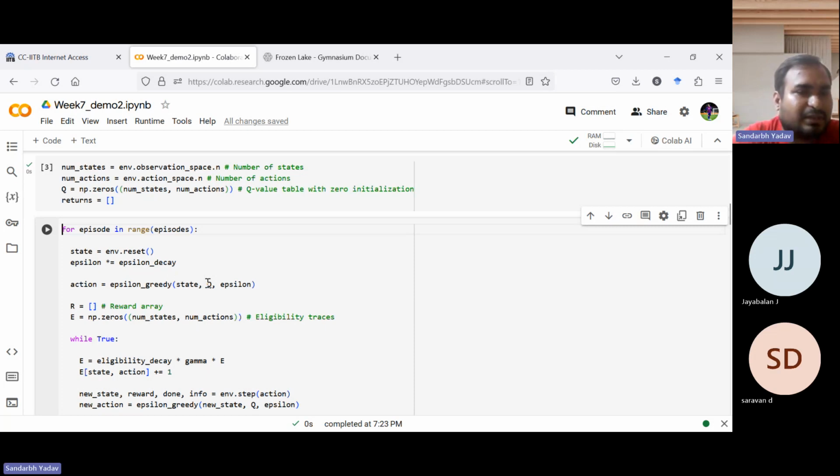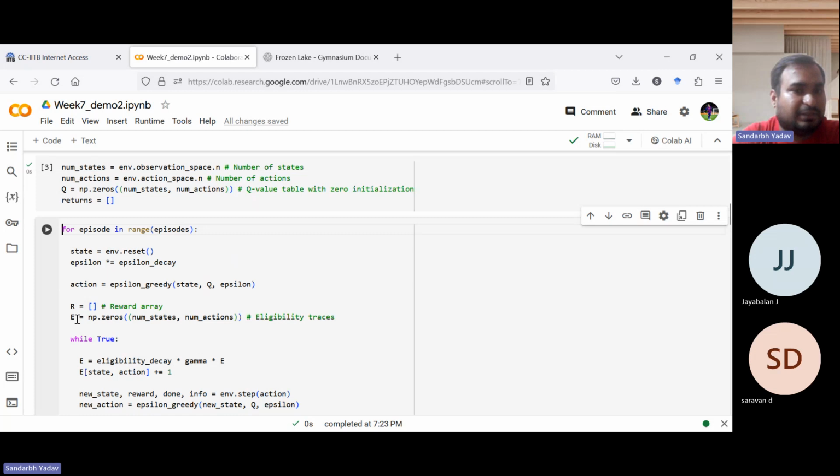And also we have passed the Q table. Initially it's zero, so essentially all the actions will have the highest value. So either way, it's random. So it's exploring only in the beginning. And this is the reward list. It is empty, so it will be storing the rewards.